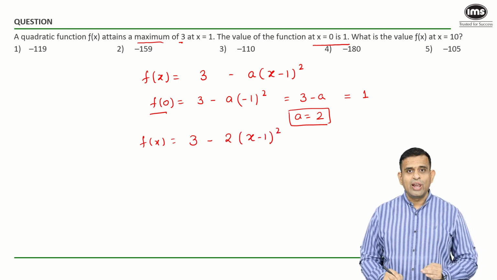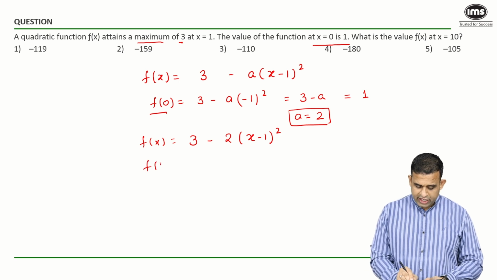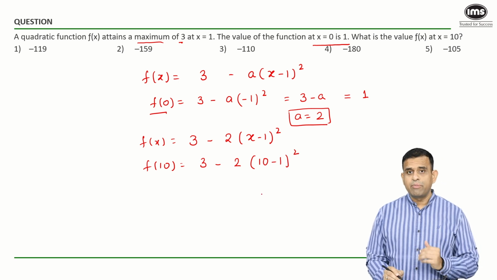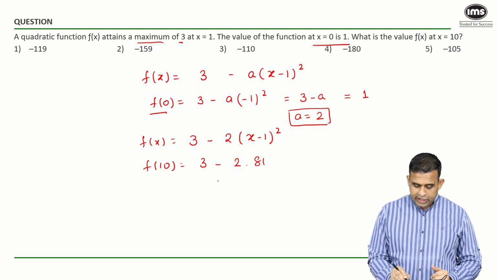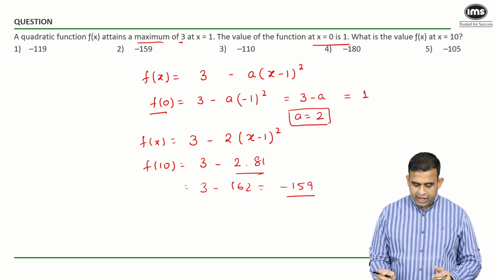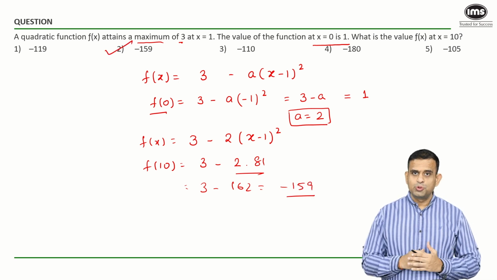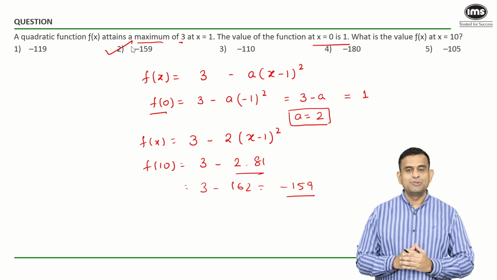And since they want the value of f of 10, f of 10 would be equal to 3 minus 2 times 10 minus 1 whole square. 10 minus 1 happens to be 9, 9 square becomes 81, so we get 3 minus this part, which becomes 162, we get negative of 159. Hence we can choose to mark option number 2 as the answer for this particular question.